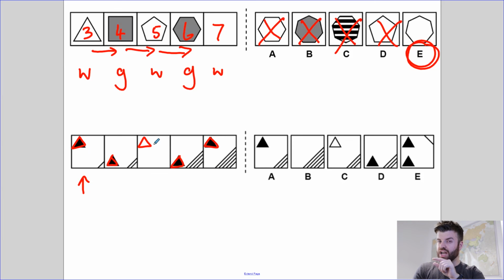And also, does the color ever change? No, it's always black. So I'm going to shade it in. I need a black triangle in the top left. Now, what answers can I get rid of? I can get rid of B, get rid of C, and I can get rid of D. So I have A and E left.